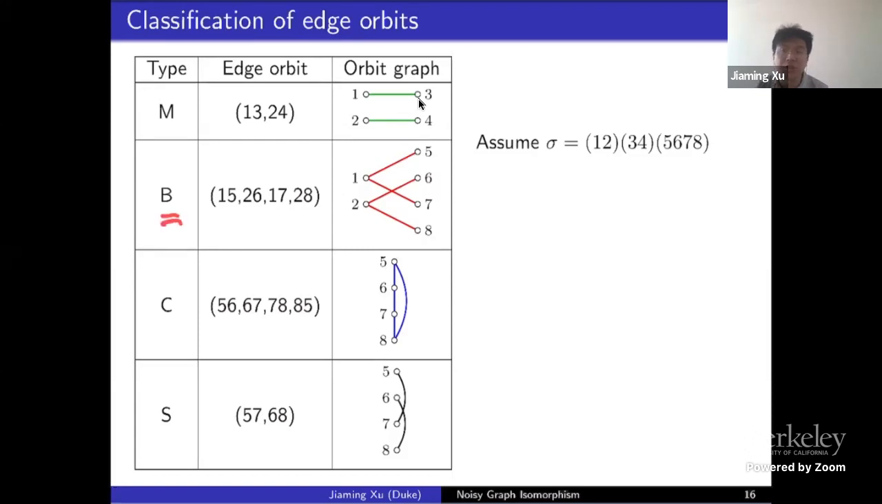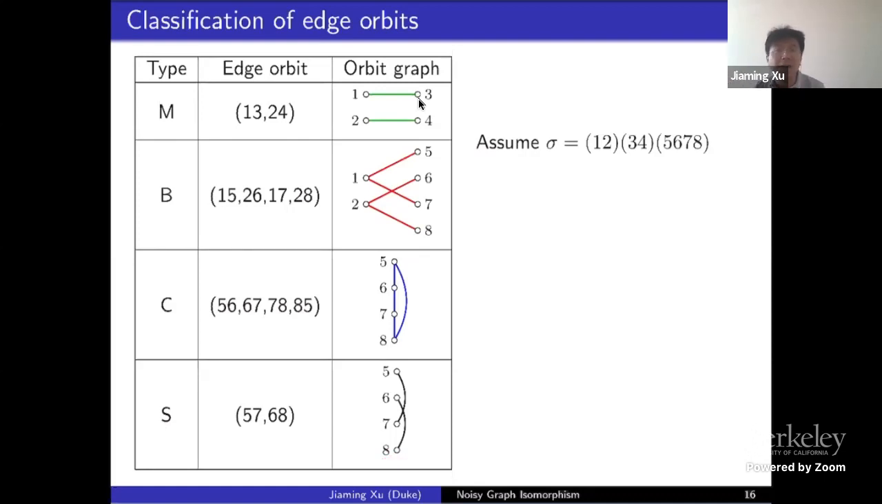The second type is called bridging. This is generated from node orbits of different sizes or lengths. For example, here we have 1 node orbit of size 2 and 1 node orbit of size 4. The edge orbit generated can be viewed as a bipartite graph between the nodes in these 2 node orbits, and that's why we call it bridging. The last 2 types are just the edge orbits generated within the same node orbit. The type C edge orbit is just a cycle within this node orbit, and the type S edge orbit is just splitting this node orbit into 2 parts.